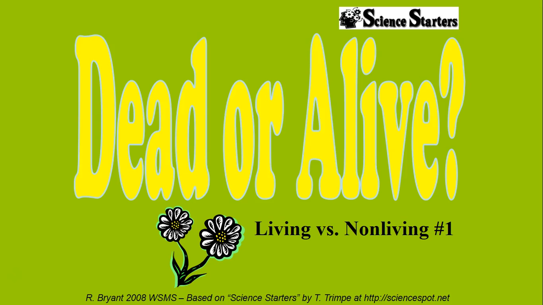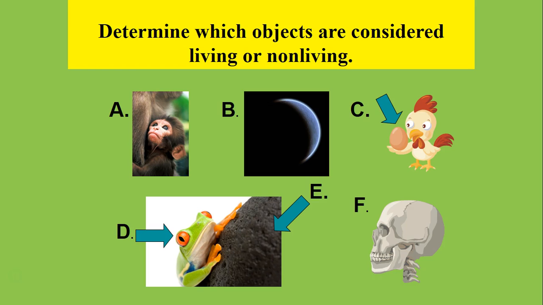Another component that we need to review is the difference between 3 terms: living, non-living, and dead. So if we take a look at these objects here, we have an infant chimpanzee, we have the moon, we have a chicken egg, we have a frog's eye, a rock, and a skull. Think about whether these things would be considered living or non-living, and for the purpose of this part of the assignment, just use living or non-living, and we'll talk about dead in a little bit.